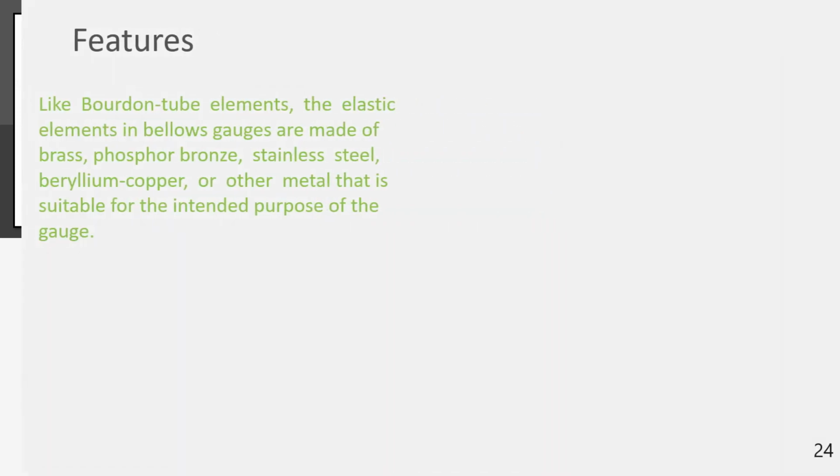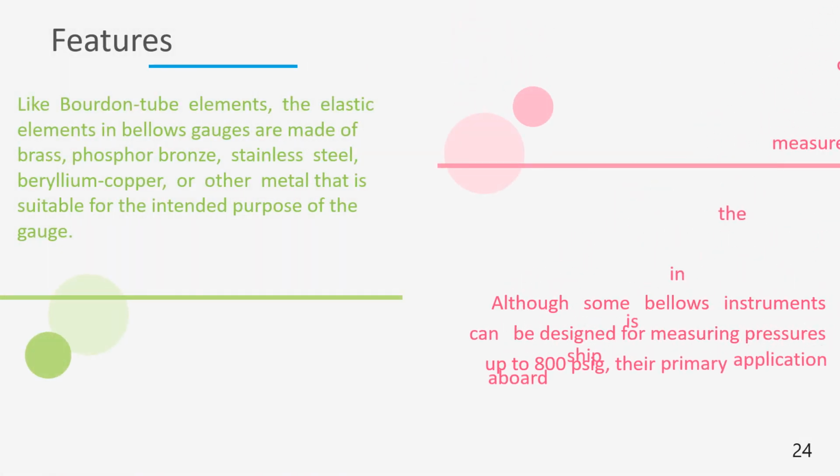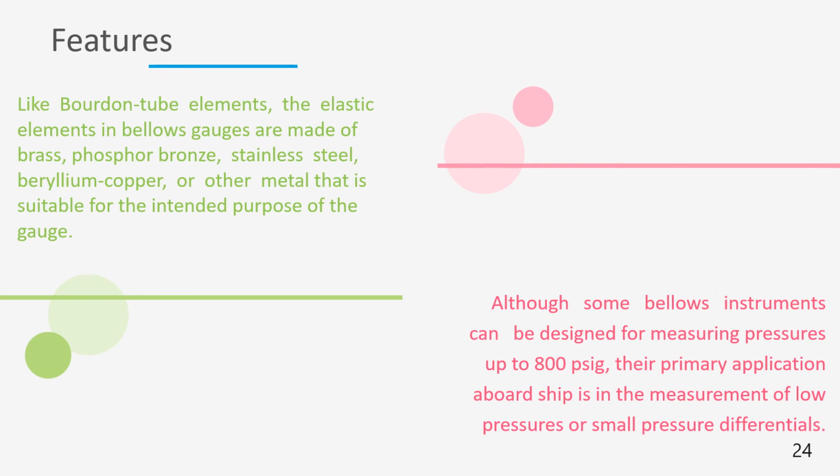So, here we have the features. Like Bourdon tube elements, the elastic elements in bellows gauges are made of brass, phosphor bronze, stainless steel, beryllium copper, or other metal that is suitable for the intended purpose of the gauge. Some bellows instruments can be designed for measuring pressures up to 8,000 pounds per square inch gauge. Their primary application aboard ship is in the measurement of low pressures or small pressure differentials.